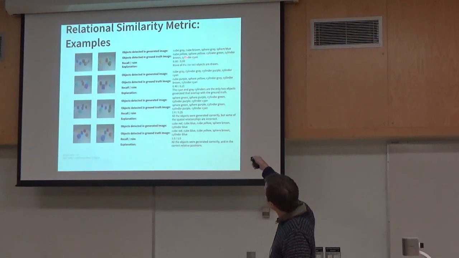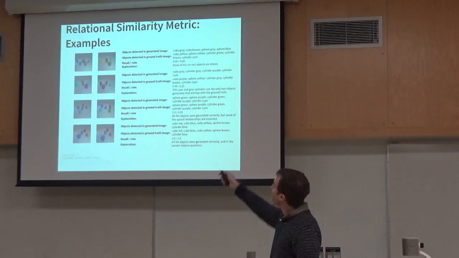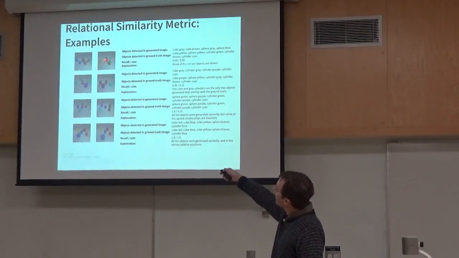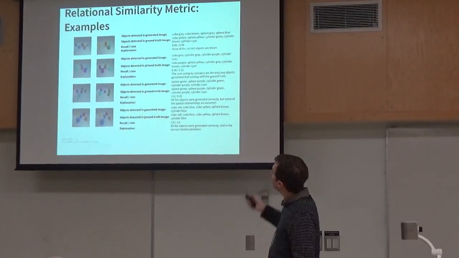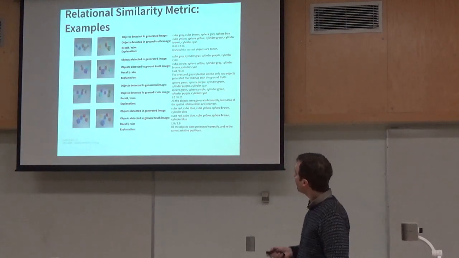These are sphere blues for the generated image, and for the ground truth image, we've got yellow cube, yellow sphere, green cylinder, brown cylinder, and cyan cylinder. Basically in this image, there's no overlap in objects between the ground truth and the generated image, so the recall is zero, and the relative similarity score is zero.